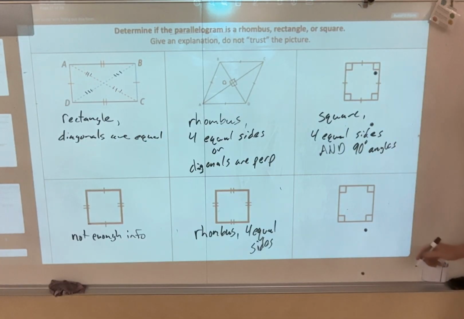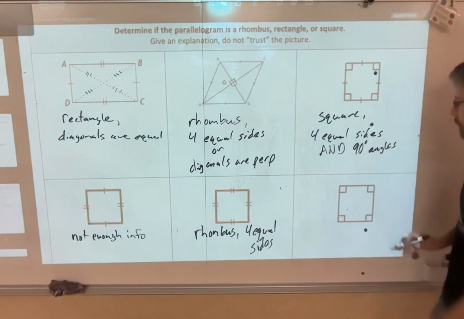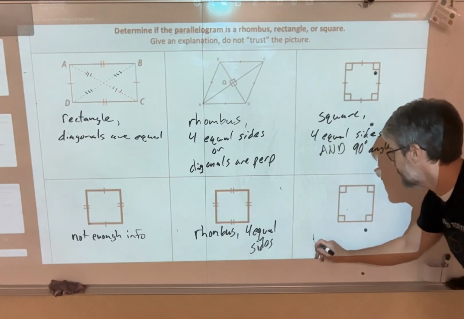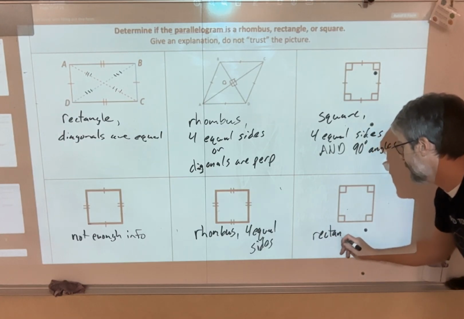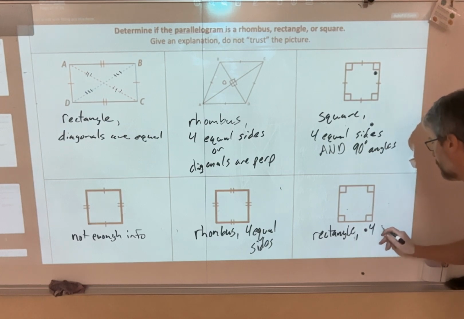And then our last one, it certainly looks like a square, but I don't know if these 2 sides are actually the same as the top and bottom sides. It could be that it's just a little bit taller than it is wide, or the other way around. So the best I can do with this one is say that this is a rectangle, and that is because it is 4 90-degree angles, or we'll just say 90-degree angles.